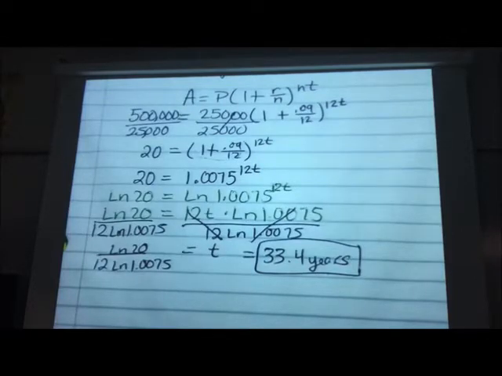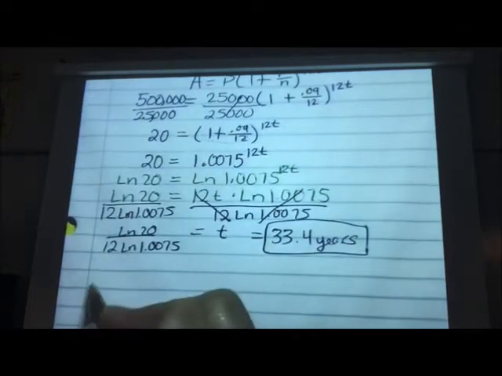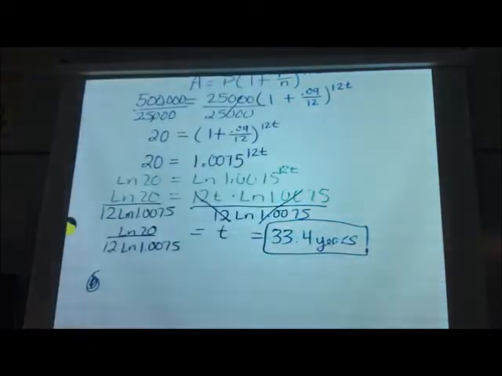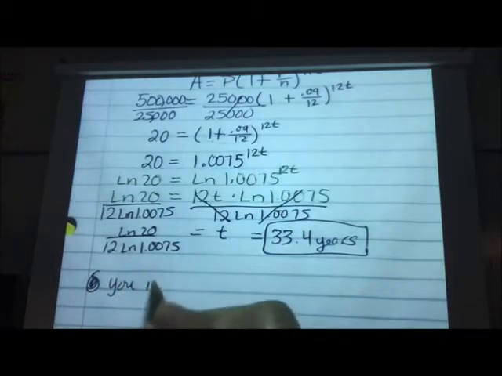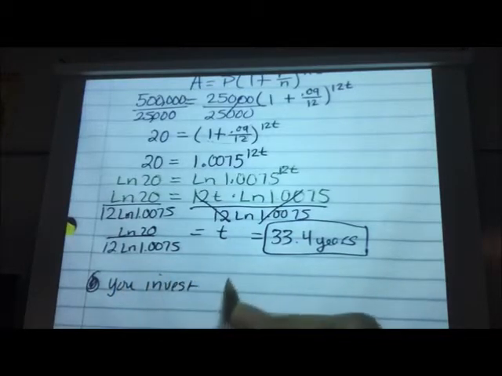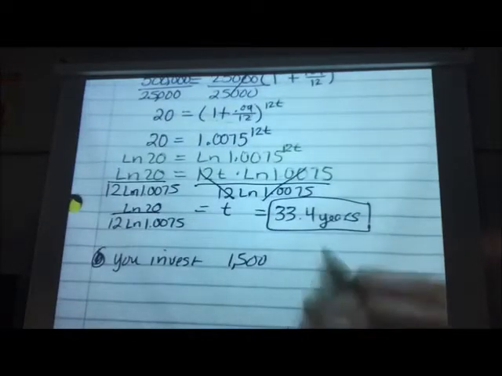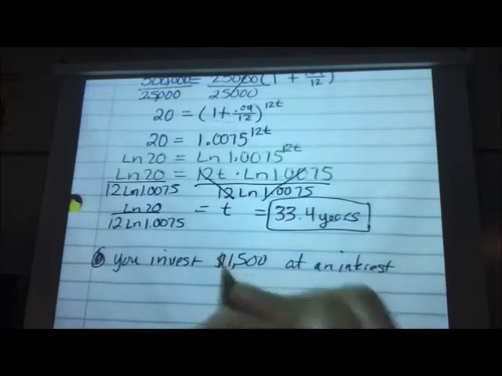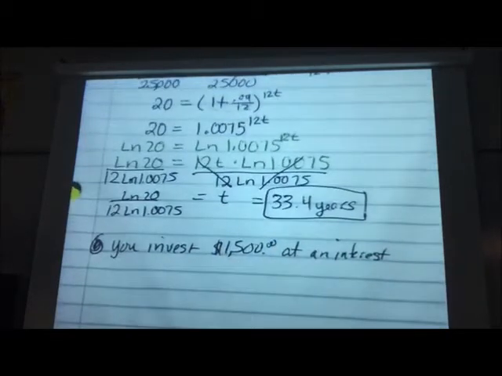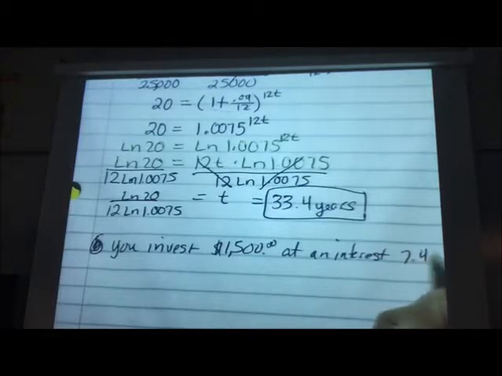Are you ready to try one more, just with a different formula? This one is continuously? Yes, of course, because you have one of each. We're still okay in time? Yes. So, let's just say you invest $1,500. We're going to make this small. At an interest rate of, let's say, 7.4%.